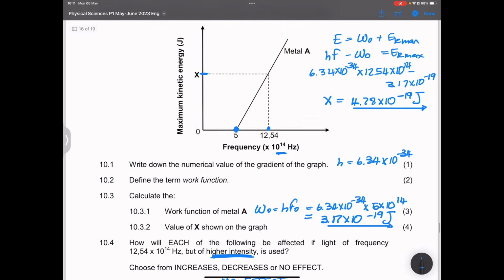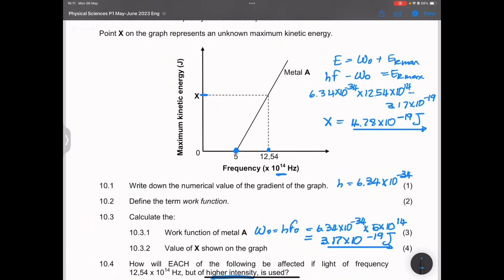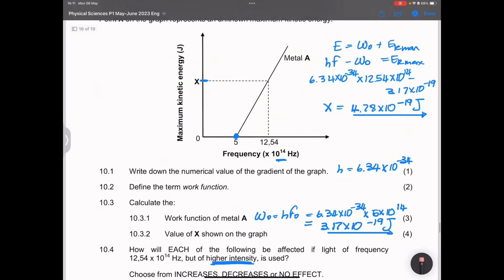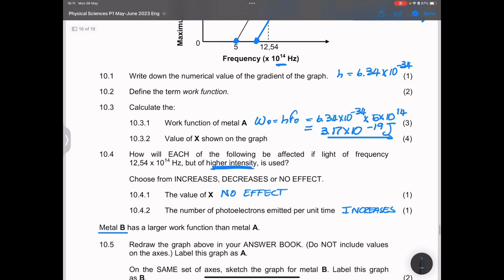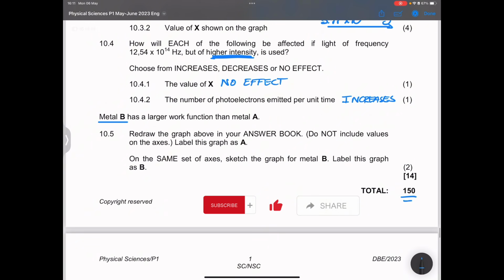Right, so fortunately, I already have the graph there. You would have to redraw it. Okay, so if it has a larger work function, ladies and gents, we don't know what that work function is. So which means, in that case, the threshold frequency would actually be greater. But remember that the gradients of the two graphs should be exactly the same, right? So this would be A over here, and this would be B over there, right? And essentially, ladies and gents, out of 150, we've earned our 150 marks.